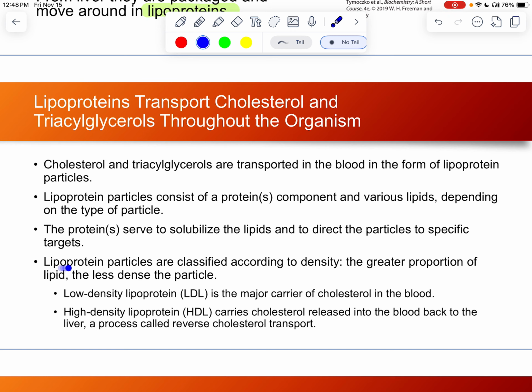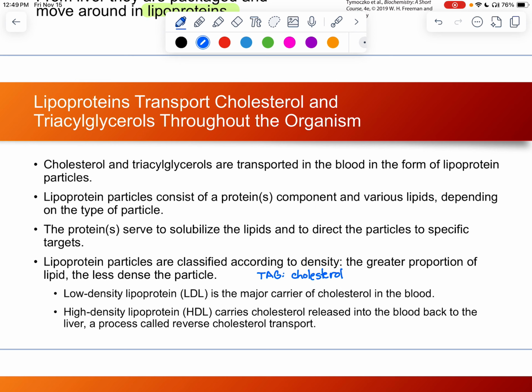So lipoprotein particles are classified according to density. The greater the proportion of lipid, the less dense the molecule. Let's think about that. As we're talking about density, it has to do with the ratio of our triacylglycerols to our cholesterol. Triacylglycerols are less dense, so the higher the proportion of triacylglycerols, the less dense our overall lipoprotein.